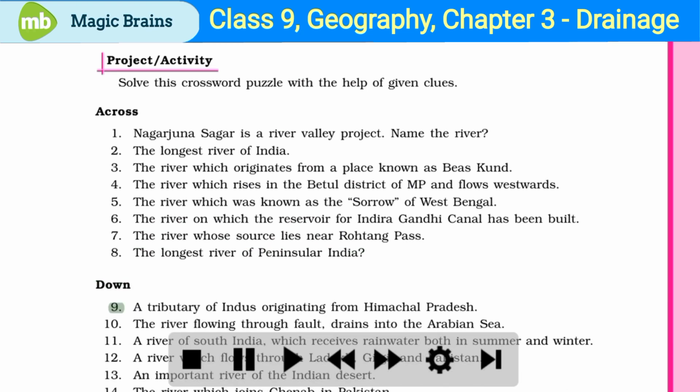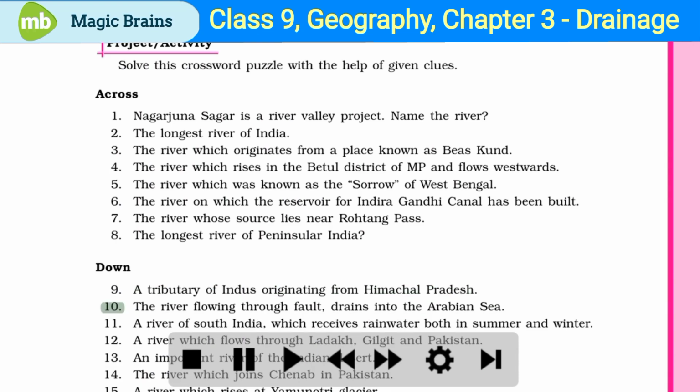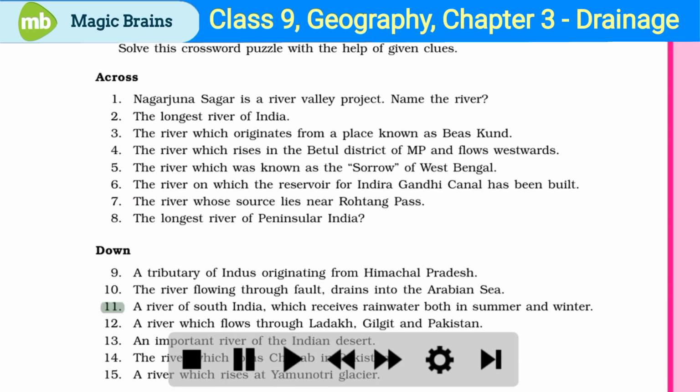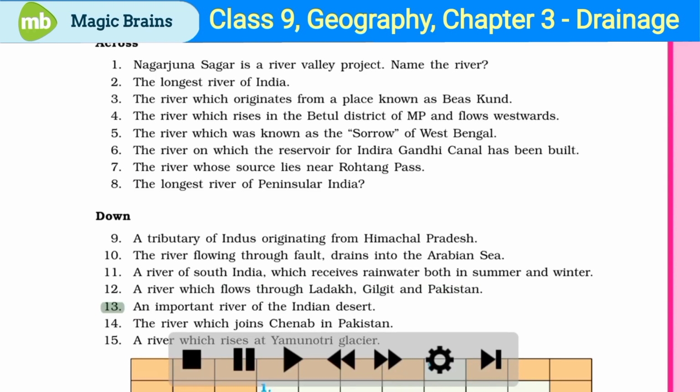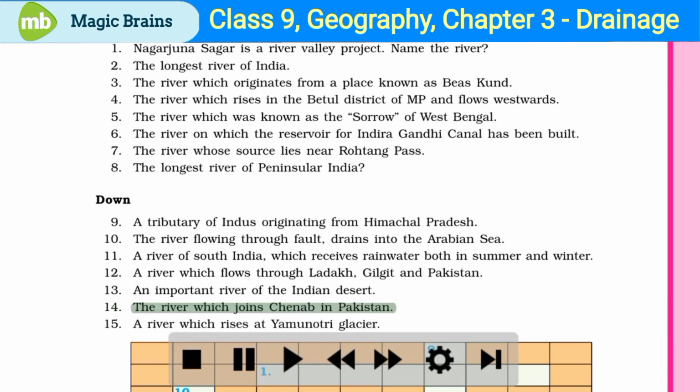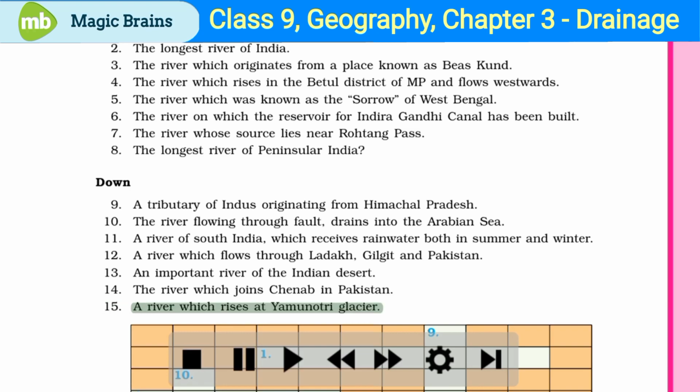Downwards. Ninth, a tributary of Indus originating from Himachal Pradesh. 10th, the river flowing through a fault drains into the Arabian Sea. 11th, a river of South India which receives rainwater both in summer and winter. 12th, a river which flows through Ladakh, Gilgit and Pakistan. 13th, an important river of the Indian desert. 14th, the river which joins Chenab in Pakistan. 15th, a river which rises at Yamunotri Glacier.